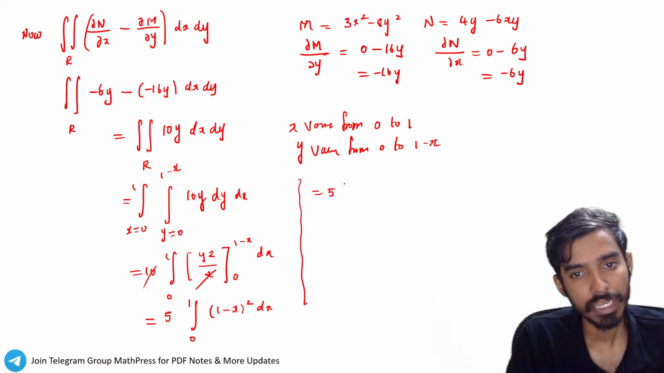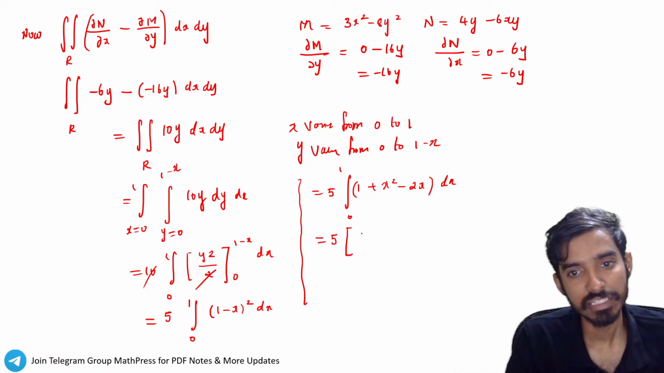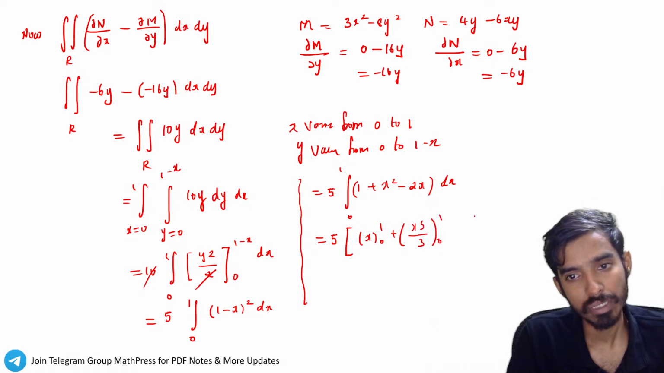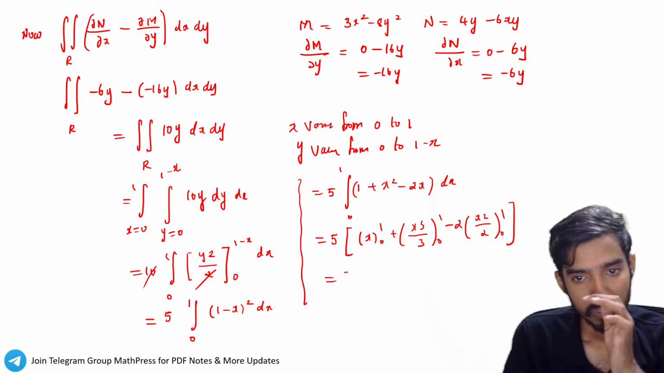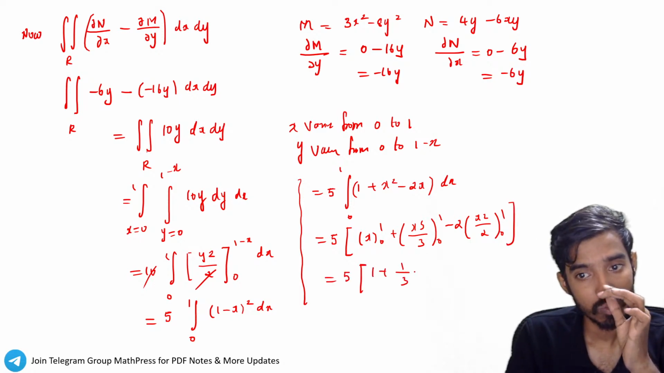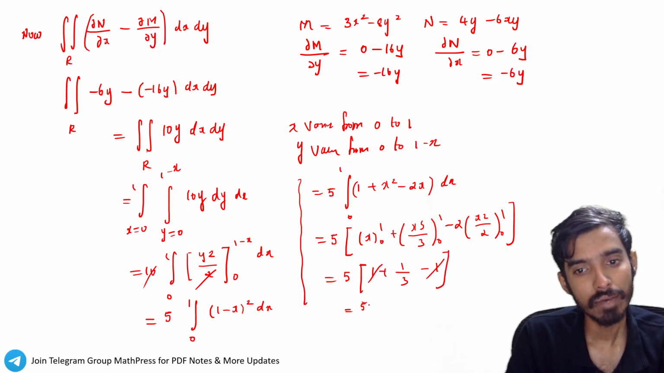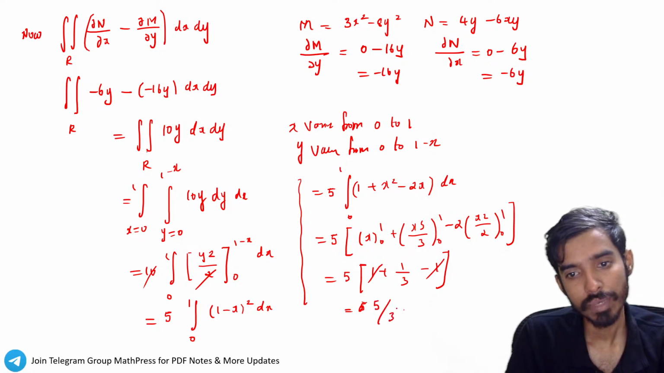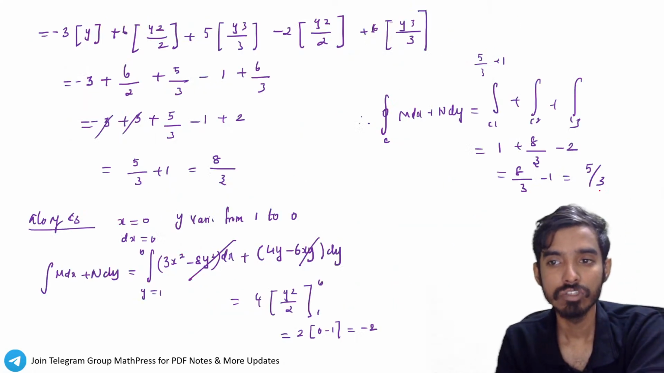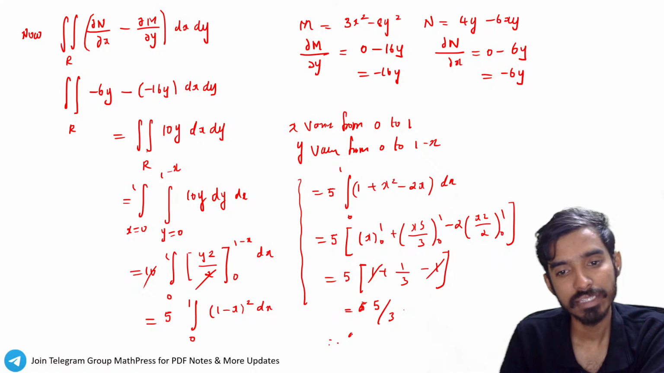So this will be 5 times the integration of a squared plus b squared minus 2ab. Here we have dx, x varies from 0 to 1. So 5 times the integration of dx is x, from 0 to 1. Then x cubed by 3, from 0 to 1. Then x squared by 2, from 0 to 1. So 5 times 1 plus 1 by 3 minus 1, right? So these two will get cancelled. So we will have this equal to 5 by 3. Therefore, this is also 5 by 3, and this is also 5 by 3. So therefore, Green's theorem is verified.